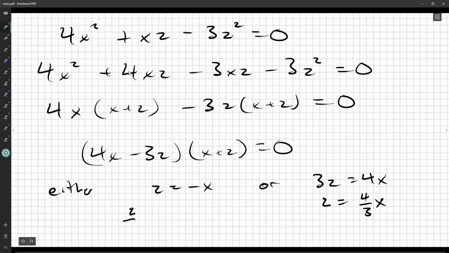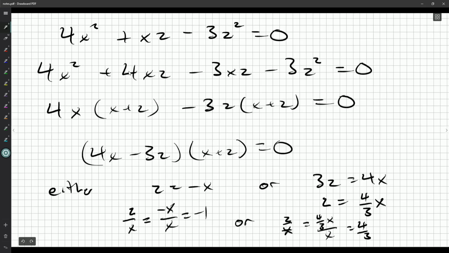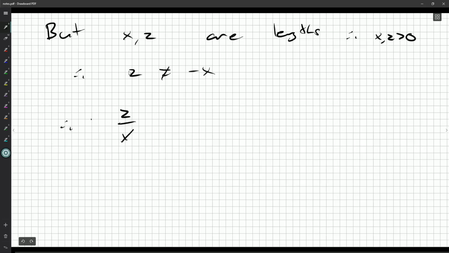So this leads to two ratios. z over x is either negative x over x, which is negative 1, or z over x is 4/3 x over x, which is 4/3. But these are lengths, aren't they? Therefore, x and z are both positive, so z can't be negative x. Therefore, z over x, which is r1 over r2, is 4/3 x over x, which is 4/3.